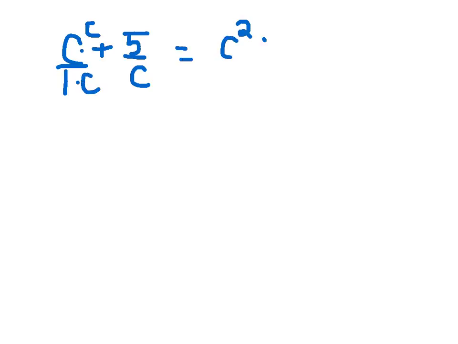If I say c plus 5 over c, I could say c squared plus 5 over c, but I'm going to go through just putting this over 1. This is missing c, so it is c squared plus 5 over c. Not quite so simple when subtraction and polynomials are involved.